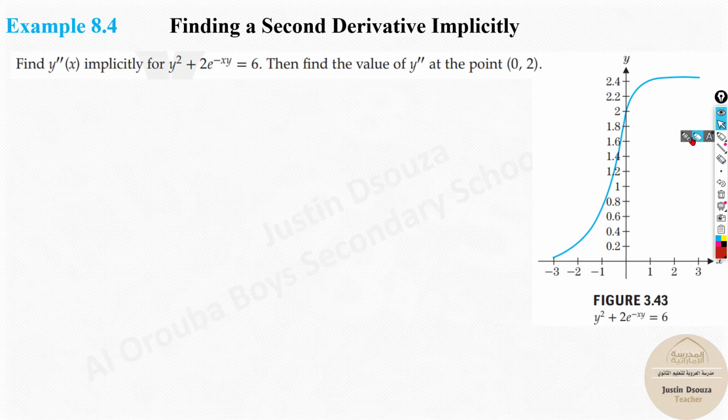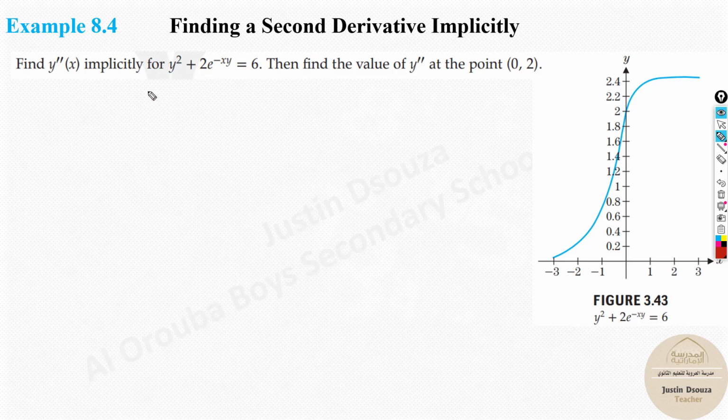Now let's look at this problem. Here we need to first find the y double dash of x. That means this equation needs to be derived once. You'll get y dash of x. And you need to do it again and find y double dash at this particular point. Okay, double derivative. Now we will directly jump into the problem and do it.